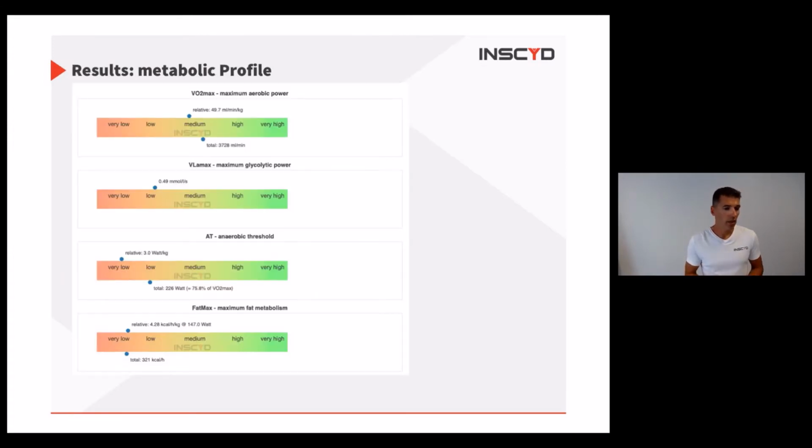In the reporting, this looks like, as an example like that, this is like the metabolic capacity, so the most important benchmarks you see here. Relative and total VO2 max, you see the VLA max, you see the power and anaerobic threshold, relative, total, as percentage of VO2 max. That's the stuff we're talking about.